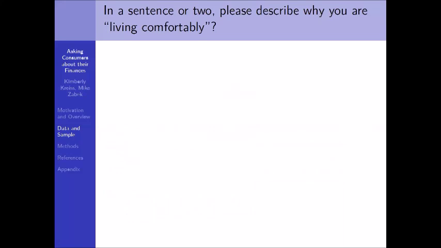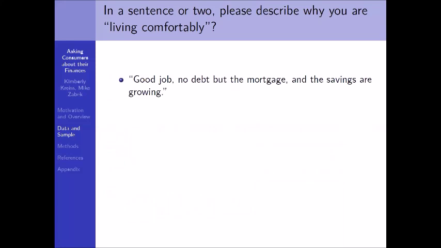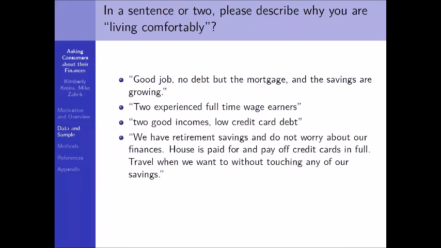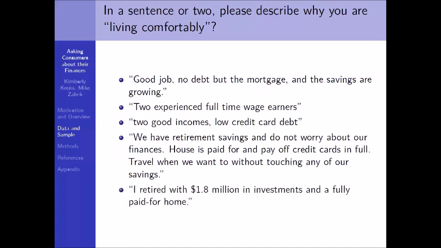And then on the other end of the spectrum is, in a sentence or two, please describe why you are living comfortably. Good job, no debt except for a mortgage, savings are growing, 2 experienced full-time wage earners, 2 good incomes, low credit card debt. We have retirement savings, don't worry about our finances, the house is paid for, we can pay off credit cards in full and travel when we want. And I retired with $1.8 million in investments and a fully paid for home.